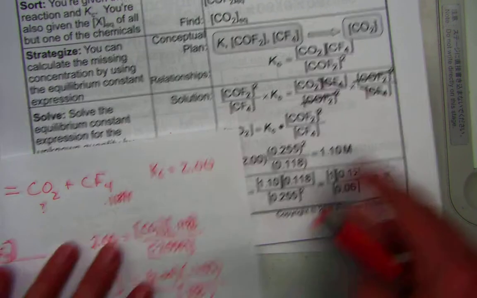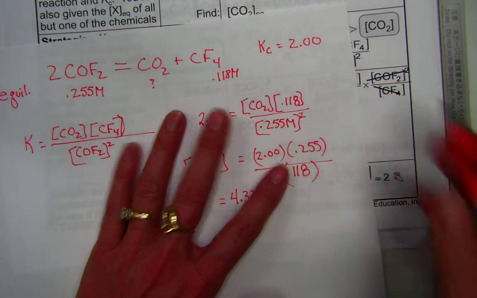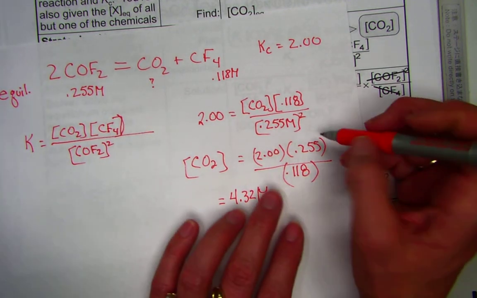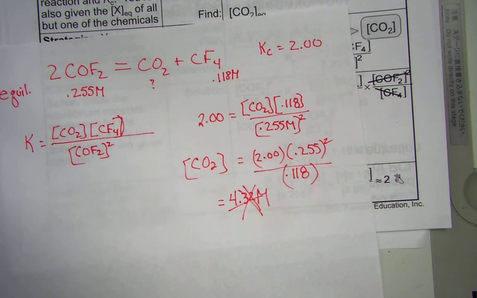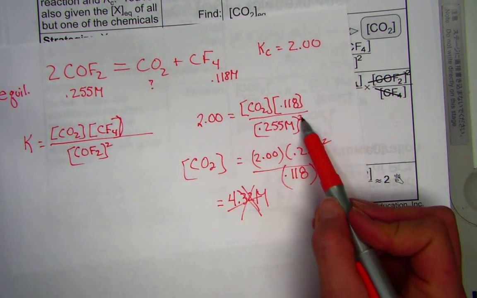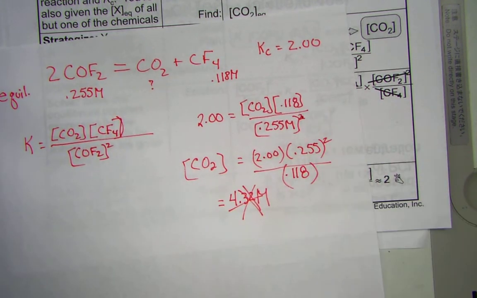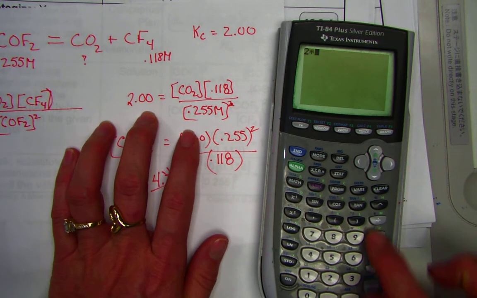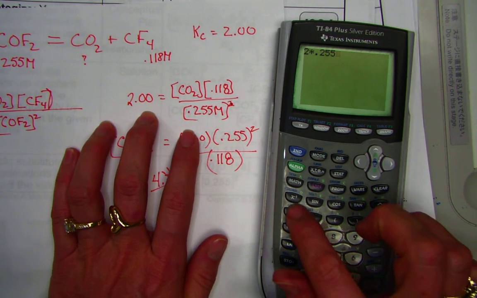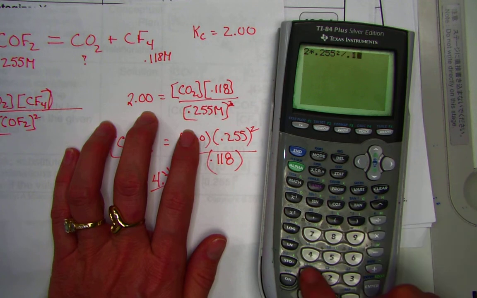Oh, I forgot to square. Darn it. Thanks for checking. Thank you. I heard you guys talking in my head. Square that one. That's my mistake. The coefficient of 2 tells me I have to square that bottom number. Back to the drawing board. Thank you, calculator buddies. 2 times 0.255 squared divided by 0.118.